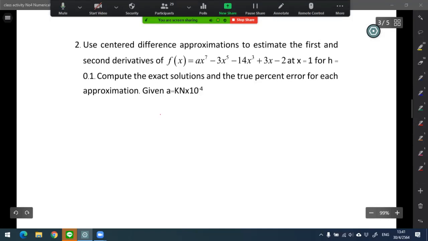For today, who would like to help me with this problem? Who would like to help me with the calculation? No one? Who can help me, please? Yeah, I can help you. Okay, give me your KN, please.